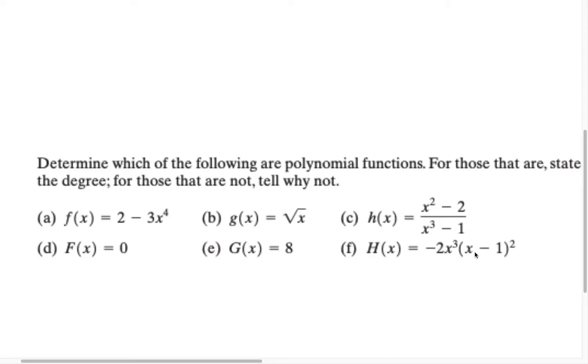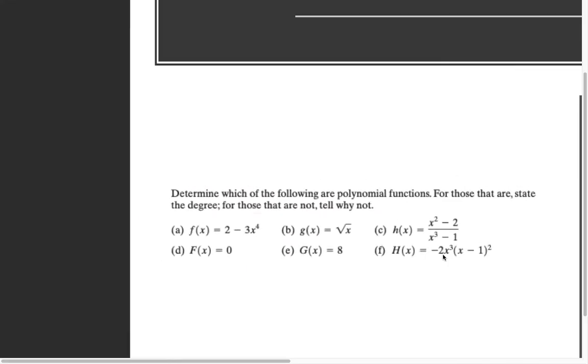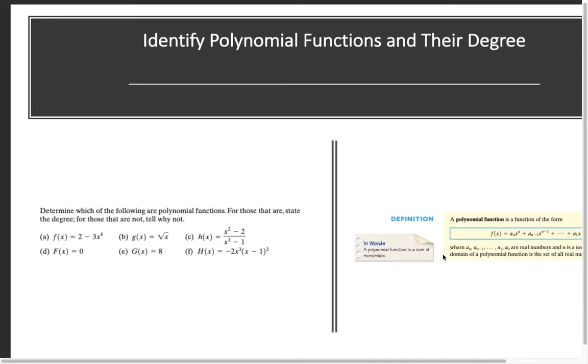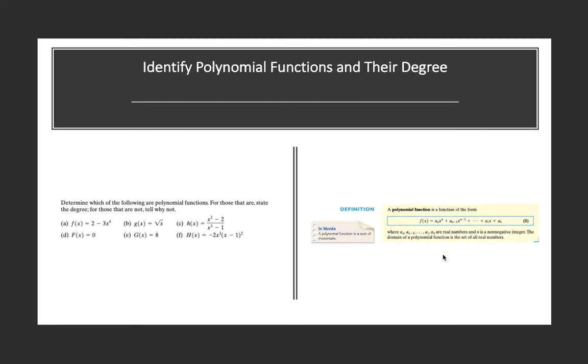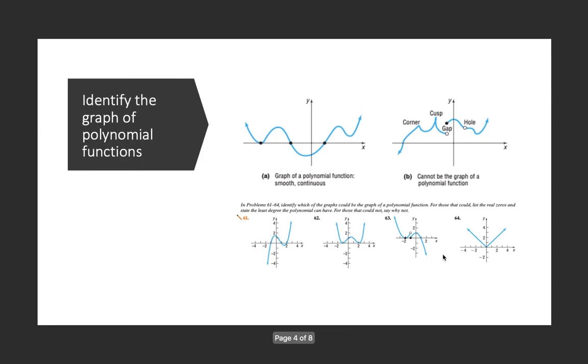Because if you multiply them, x to the power 3 and x to the power 2, then it becomes x to the power 5. So degree is the highest power of all the terms. Like if you have 5 terms, then the highest power of the variable you must consider. So this is how we can identify the polynomial functions and their degrees.